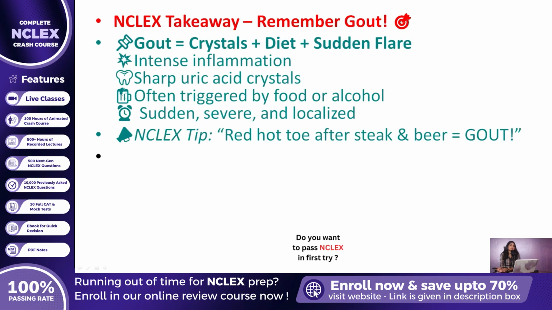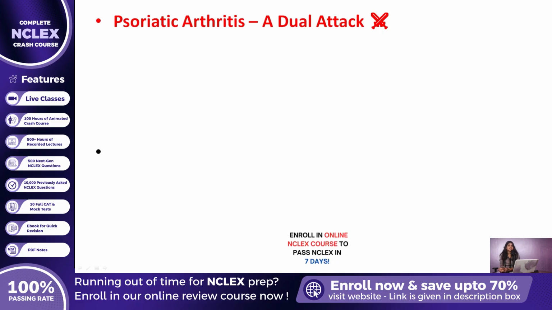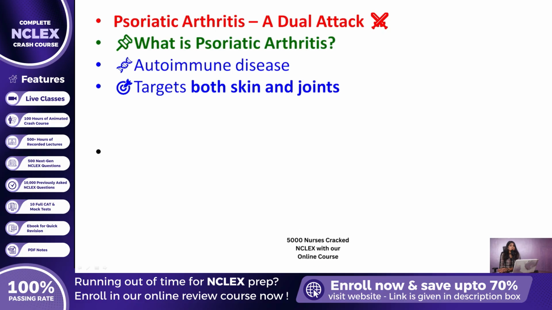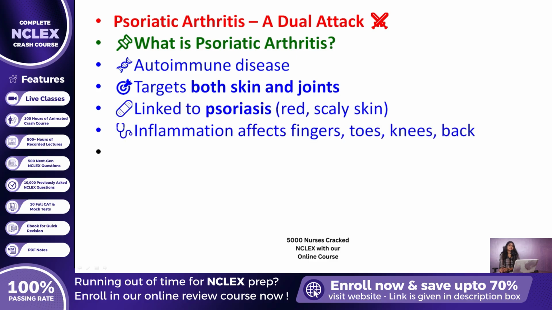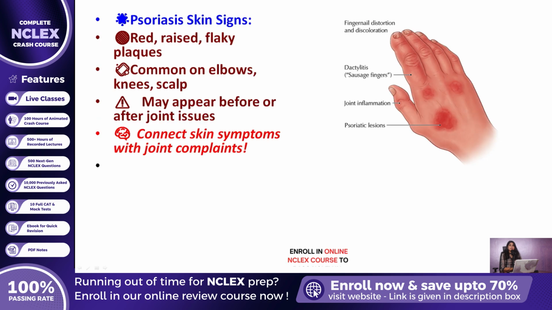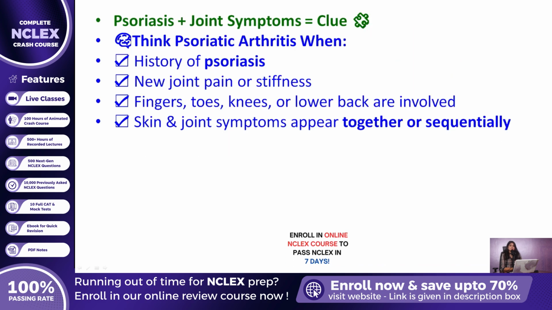Now, let us look at psoriatic arthritis. As the name suggests, this type of arthritis occurs in people who already have psoriasis, which is a chronic skin condition that causes red, scaly patches on the skin. In psoriatic arthritis, the immune system does a double attack. It targets both the skin and the joints. So if someone has a known history of psoriasis and begins to complain of joint pain, stiffness, or swelling, especially in the fingers, toes, or lower back, you should immediately think about psoriatic arthritis.